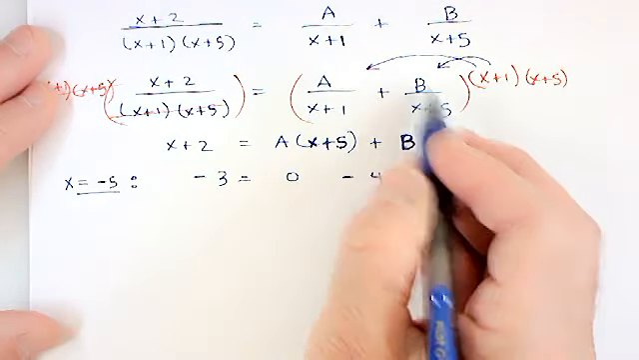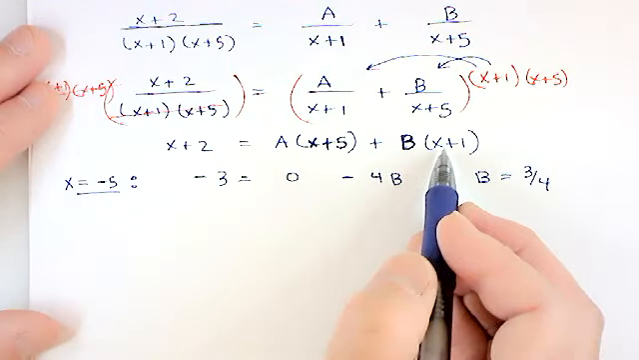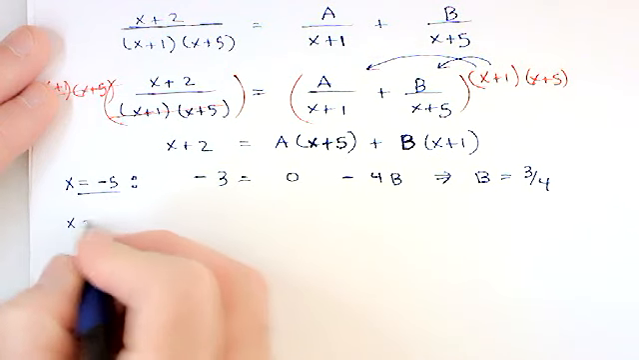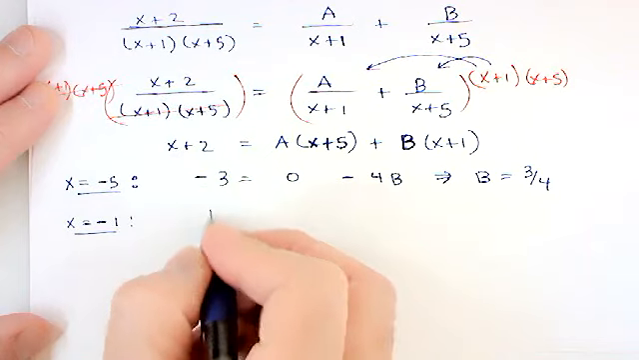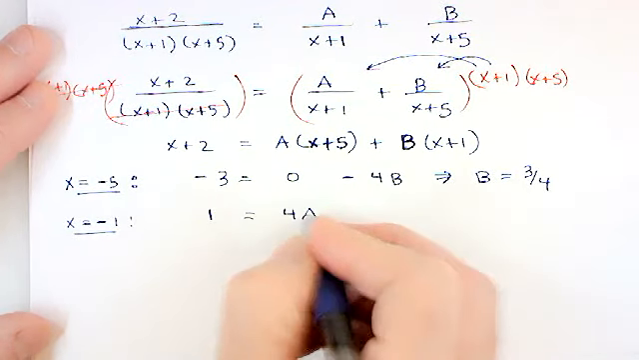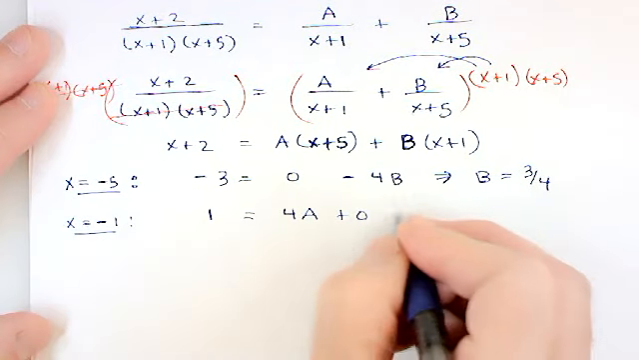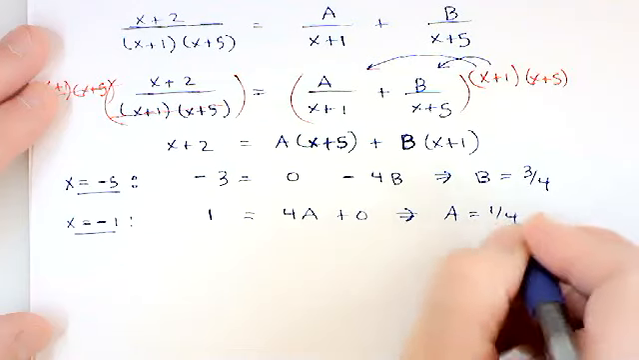Once I know b, now I want to solve for a. So I'm going to go back to the same equation. This time I'm going to plug in -1 everywhere. So -1 plus 2 is 1. -1 plus 5 is 4, so 4a. And then this term becomes 0. 1 equals 4a. A has to be 1/4.